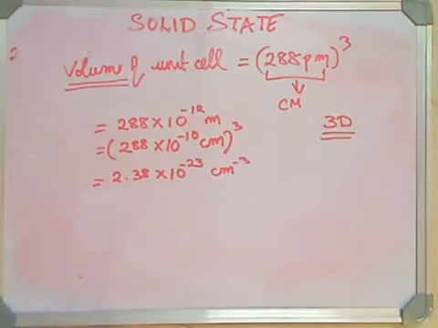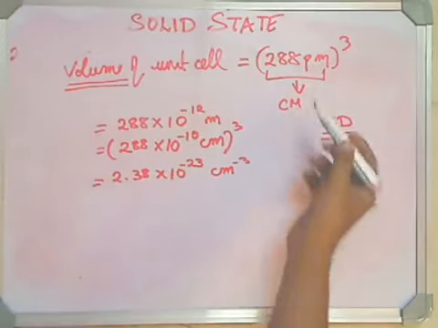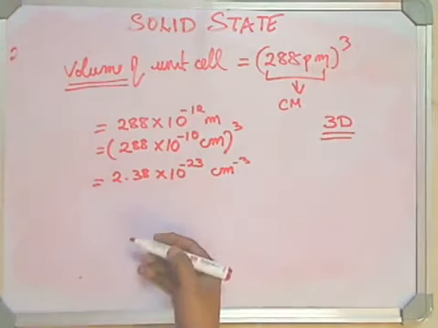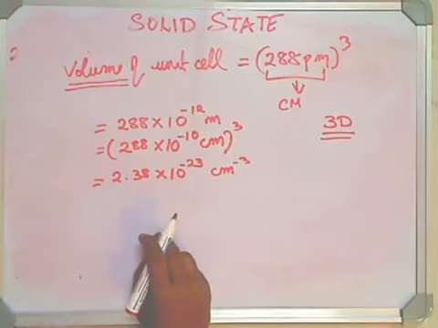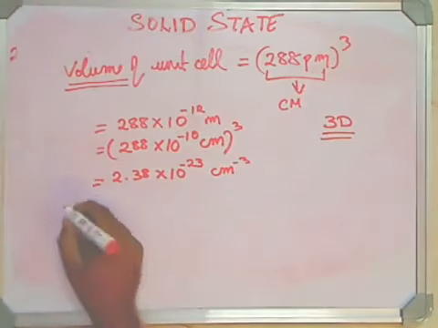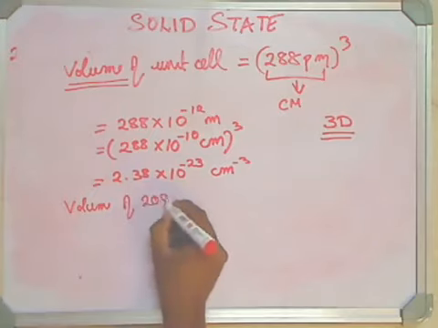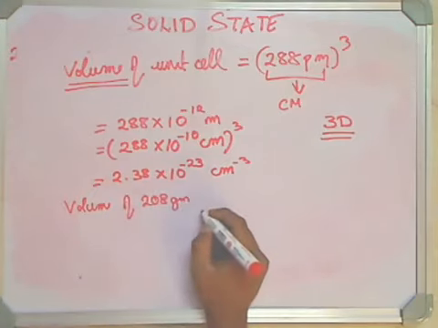Now, I'm able to do this because I use a scientific calculator. I strongly advise that you don't do this on paper. Or if you're good at Excel, go ahead and do it on Excel. Now, I have the volume of the unit cell. It was previously given to me in picometer. I've converted this to centimeter because it's easier to calculate. The next thing that I'm going to do is find the volume of 208 grams of this element.